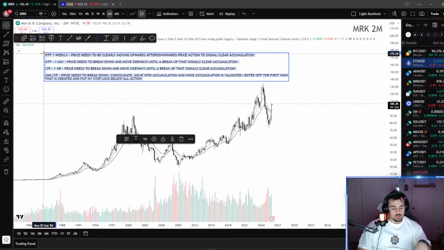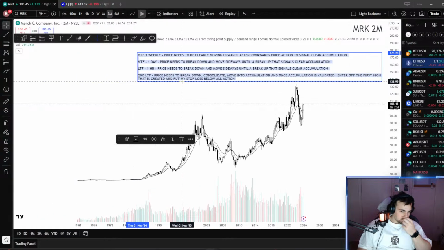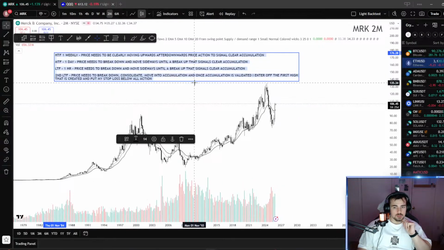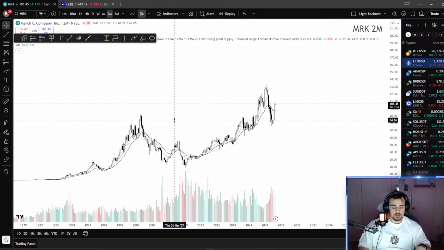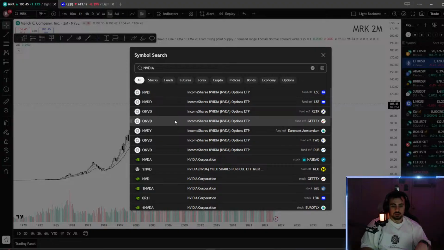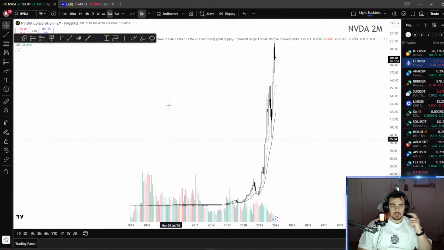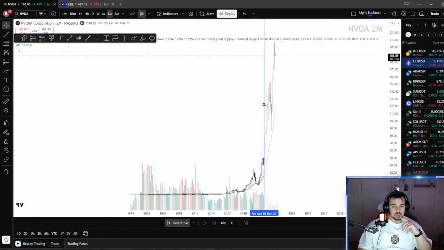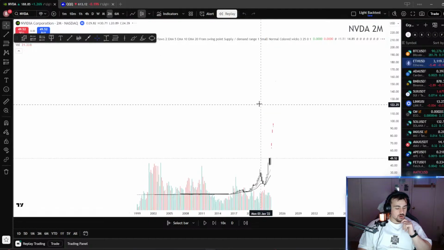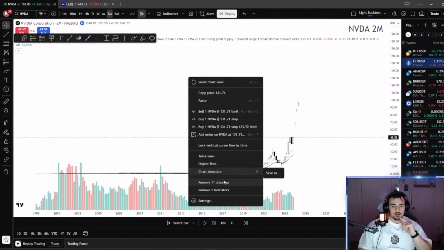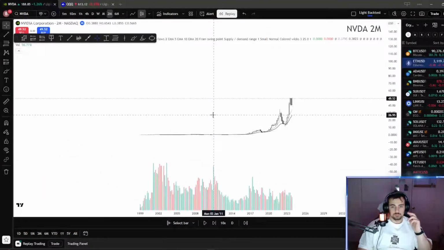But I'm actually gonna copy and paste this because this isn't a chart we're actually gonna be trading, even though I could trade this here. Copy and paste that. Let's just go to something we know has been a crazy market. Let's go to Nvidia. Let's just replay it here. Remove everything. Let's just trade this. Okay.